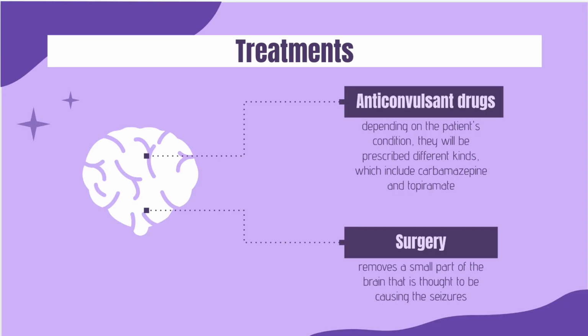People with epilepsy can take anticonvulsant drugs, which help to control seizures. Depending on the patient's condition, they will be prescribed different kinds, which include carbamazepine and topiramate. Patients may also get surgery to remove a small part of the brain that is thought to be causing the seizures.